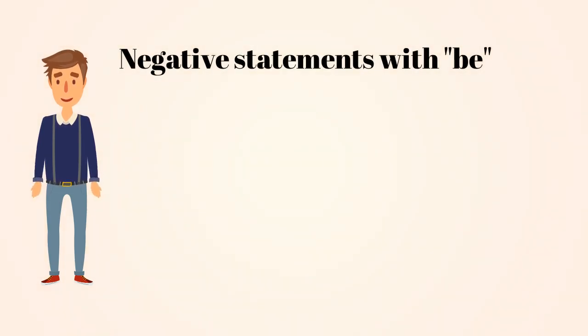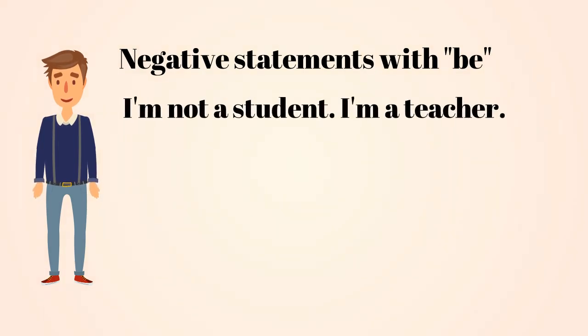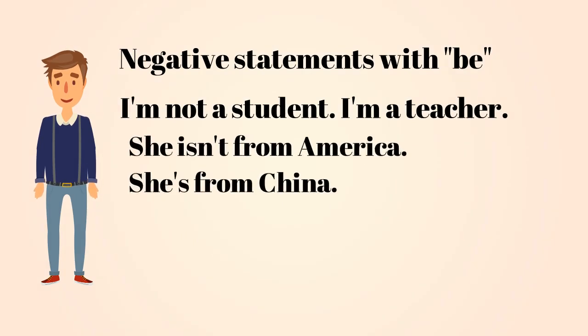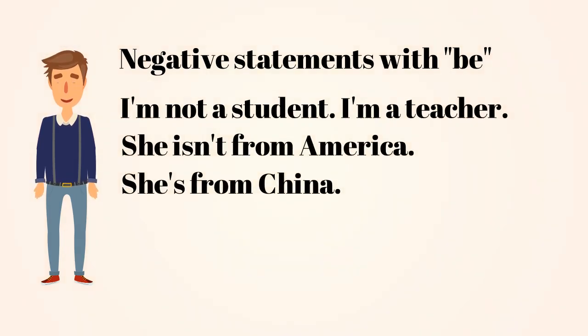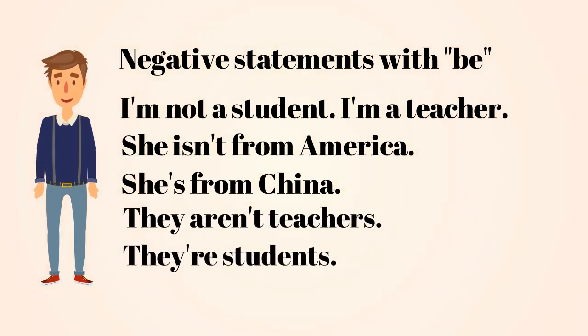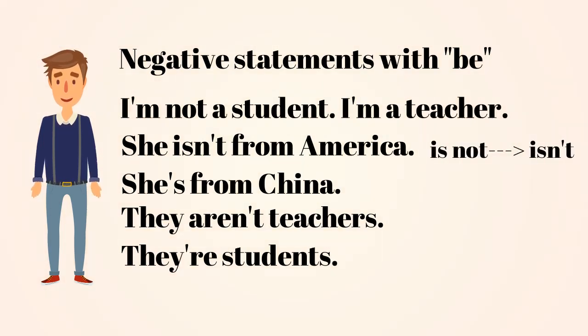Now let's look at negative statements with be. I'm not a student, I'm a teacher. She isn't from America, she's from China. They aren't teachers, they're students. Notice for is not, we can say isn't. And for are not, we can say aren't.